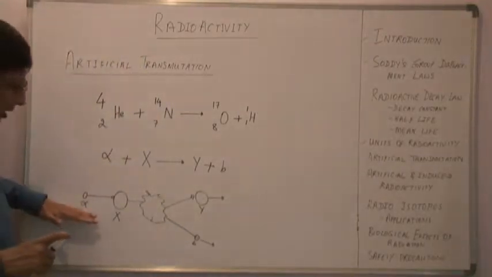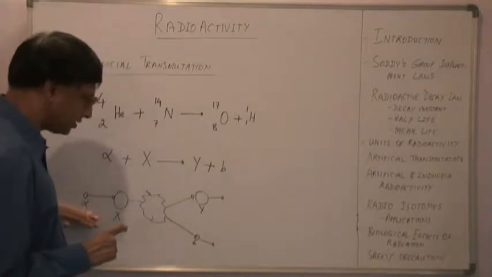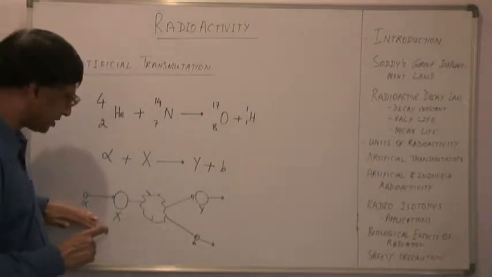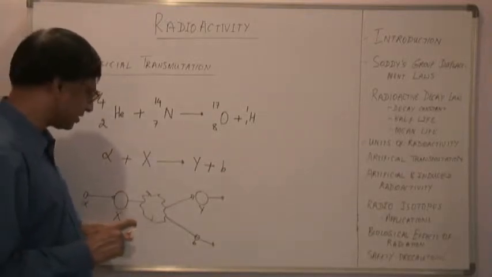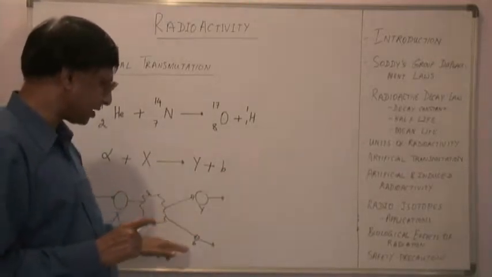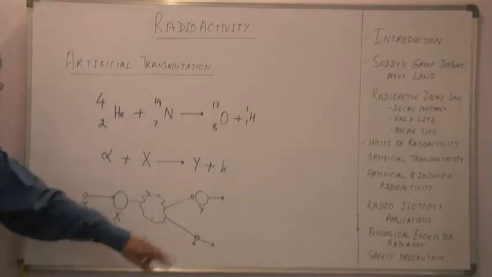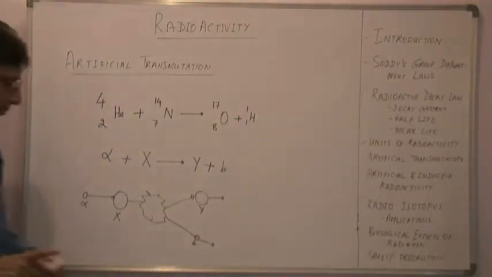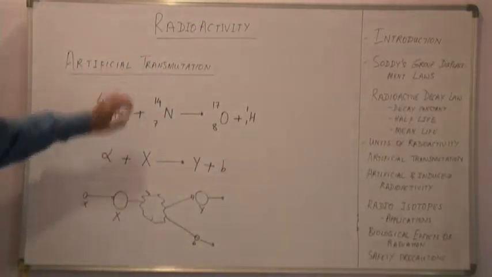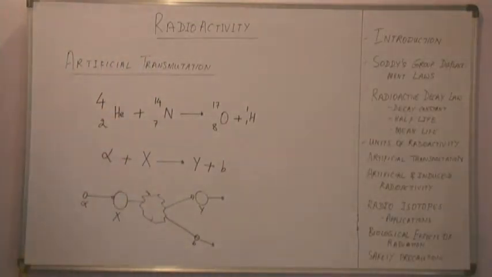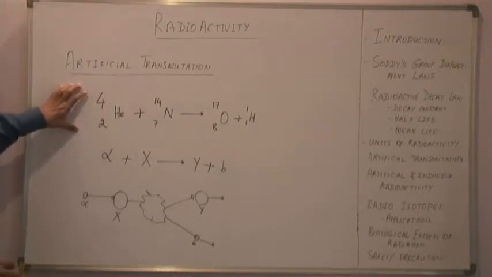So in general, an incident particle such as an alpha particle strikes the nucleus, and the result is a nucleus of a different type with the emission of a new emergent particle B. This process is known as artificial transmutation. So this is about artificial transmutation.